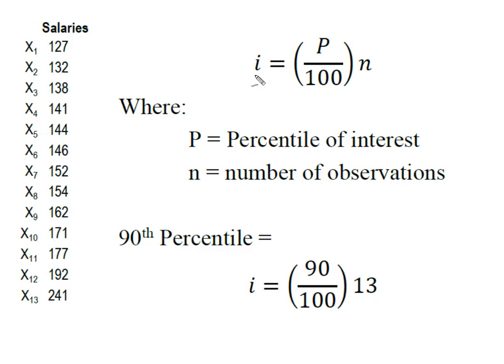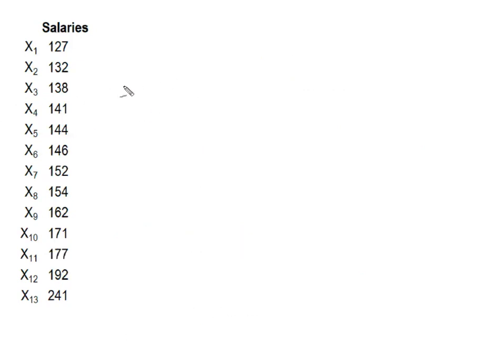We're going to use this formula for the index, where P is the percentile of interest, N is the number of observations. So if I look for the 90th percentile, I'm going to take 90 divided by 100, and when I get that, I'm going to multiply it by 13, which is my N, and that's going to give me my index value. So we said that we were finding the 90th percentile. I'm going to divide that by 100. I'm going to multiply that by 13, and that's going to come out to 11.7.